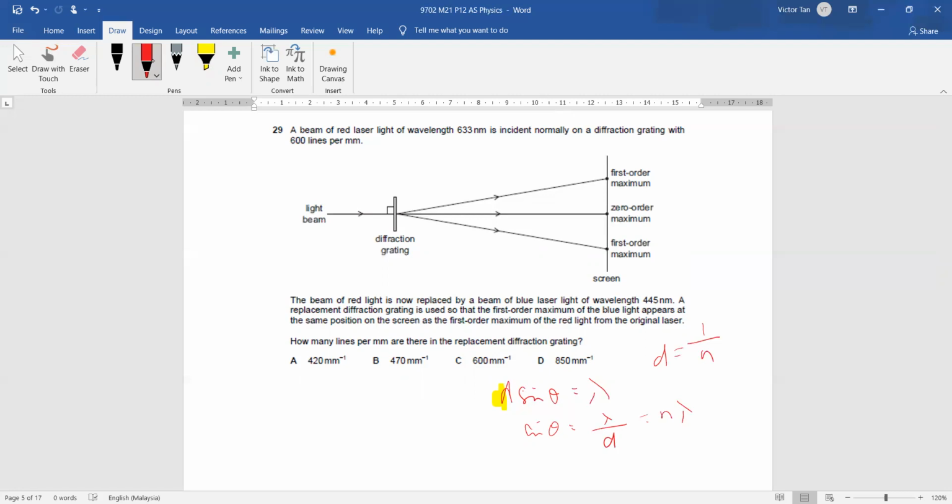So 600 times 633, because the angle is the same, is n times 445. So 600 times 633 divided by 445. It's about 850. Okay.